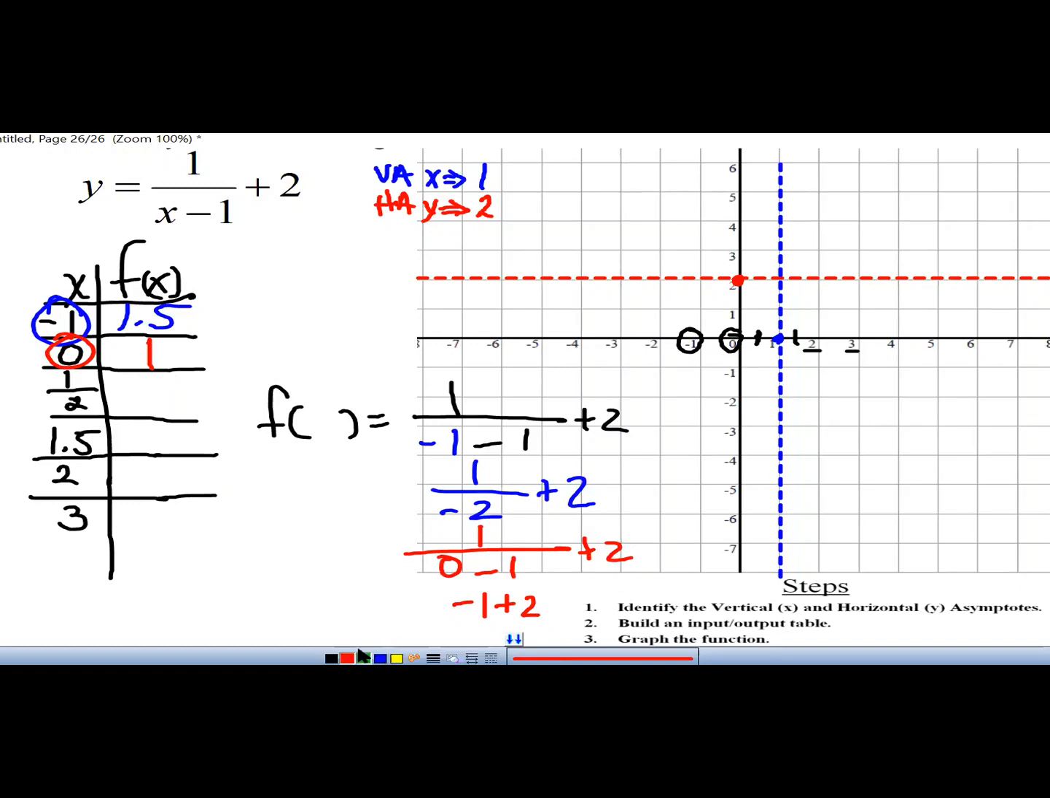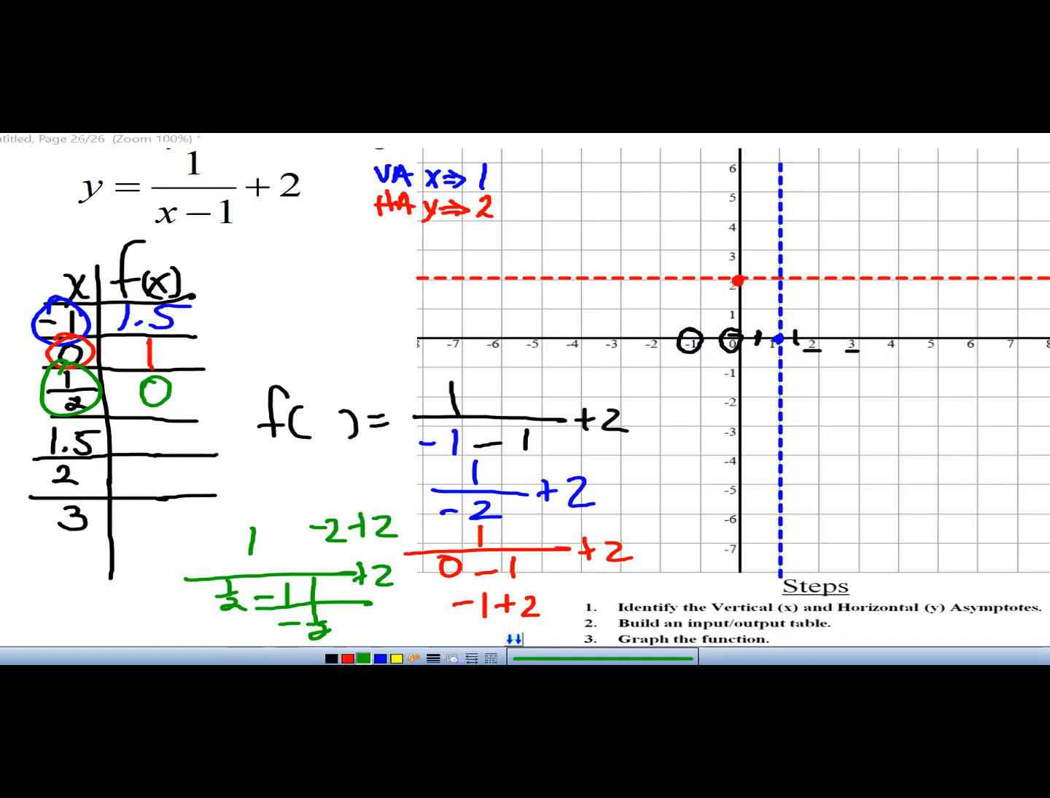Okay, next value is my fraction, 1/2. So what is 1/2 minus 1? That's -1/2, so 1 over -1/2. So what does this become? -2, right? Yeah, -2, and then plus 2, that gives us 0. Am I going too fast? We good? Yes? Okay.